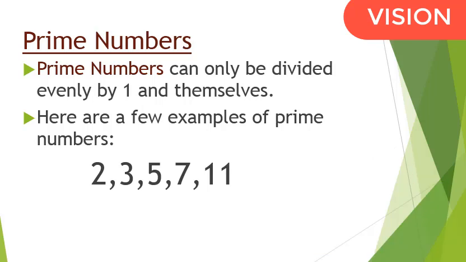The very simple definition of a prime number is: prime numbers can only be divided by 1 and themselves. For example, 2 is the very smallest prime number, and a notable point is 1 is not considered a prime number. So 2 is the very first, smallest prime number.